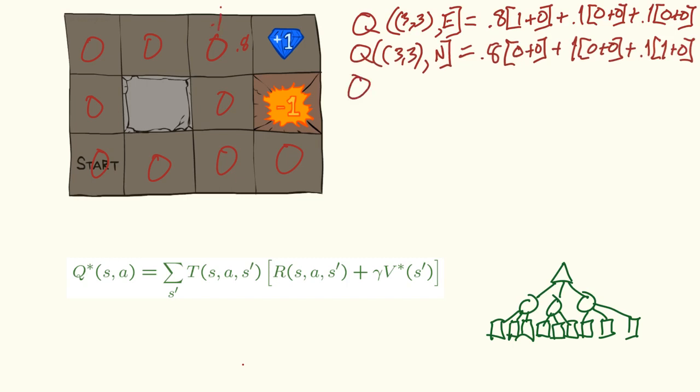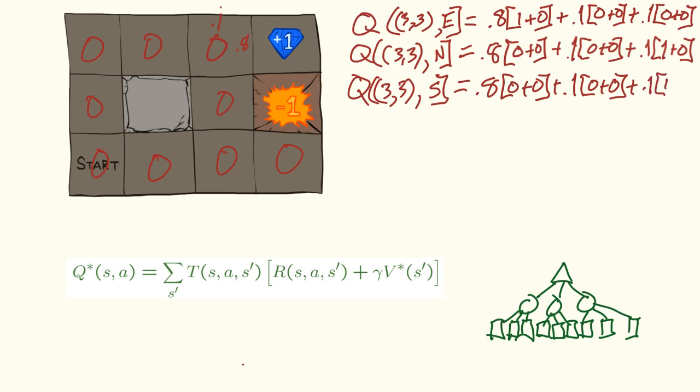Now what about going south? Well, 80% of the time that works, no reward, no value. 10% of the time we end up going west, and that's no reward and no value. And 10% of the time we end up going east, which is a reward and no value. So we get a value here also of 0.1.